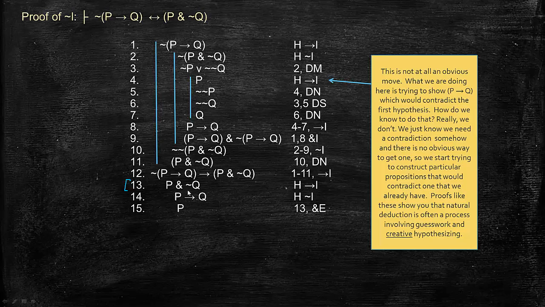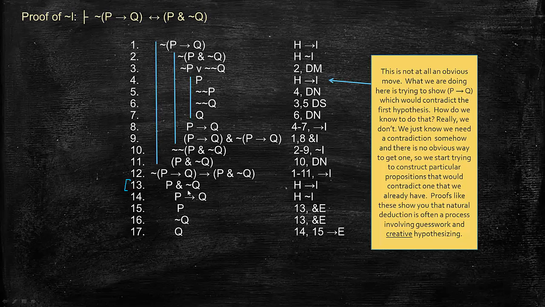So I'm going to go ahead and create P by 13 and elimination, and not Q by 13 and elimination here, which, as I said, you could have done earlier. And that's going to give me Q by 14 and 15, conditional elimination, a very straightforward move.